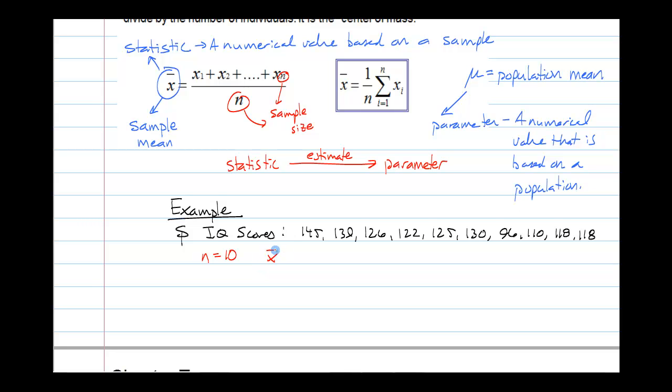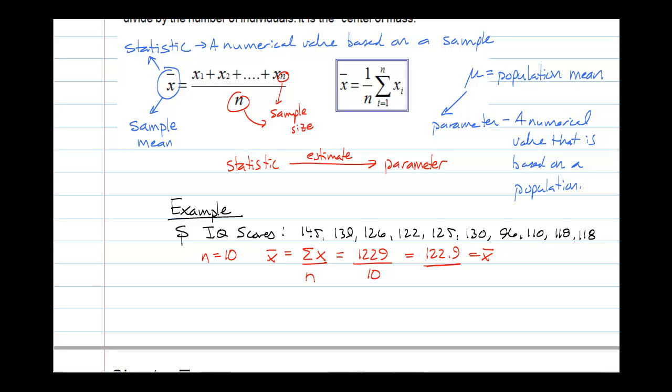Now to find x bar, we need to take all of our observations and add them up and divide by our sample size. So we already have part of this. We know our sample size is 10, and then here in the numerator we need to add these up. So go ahead and pause and take a second to add these up. And if you add those up, you should get 1,229 divided by 10 is 122.9. So this is x bar. This is your average IQ score based on this particular data set.